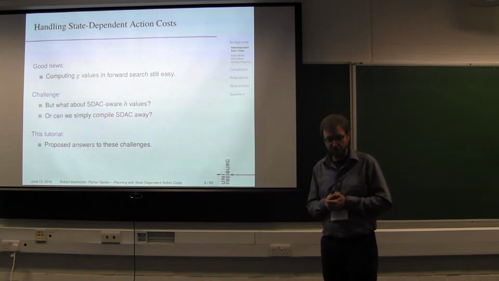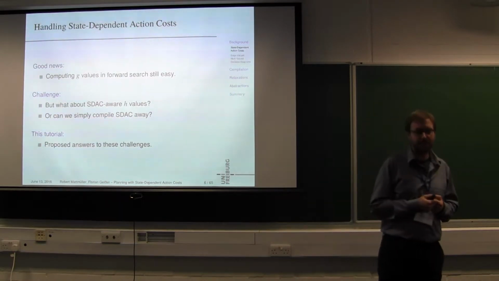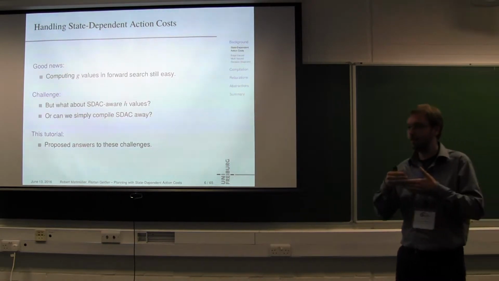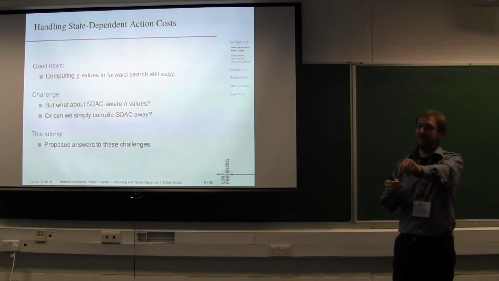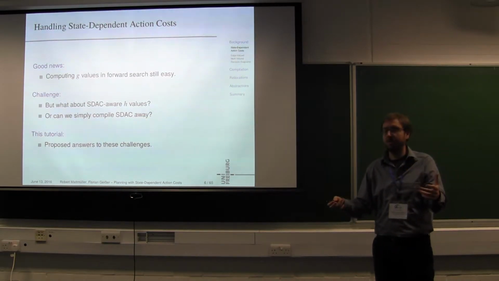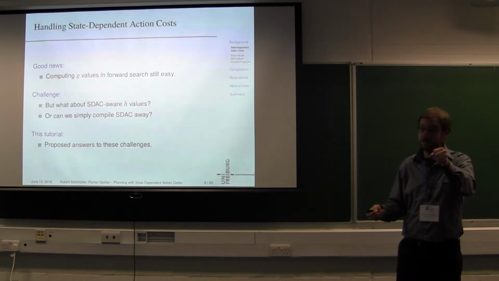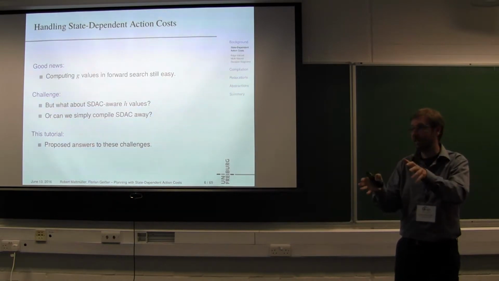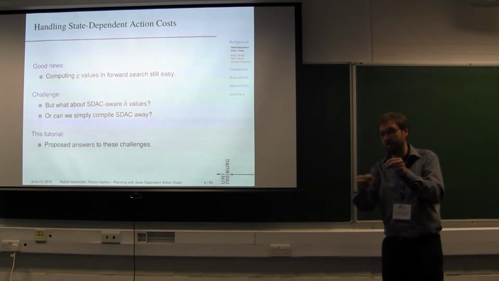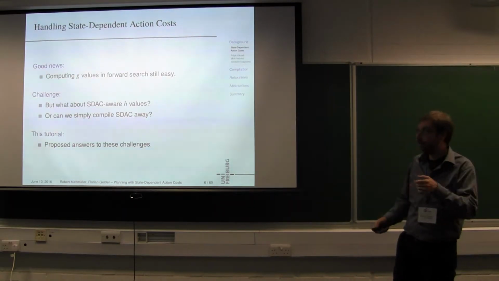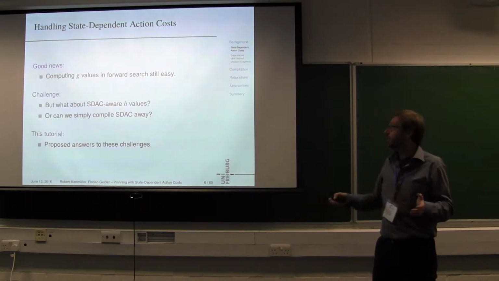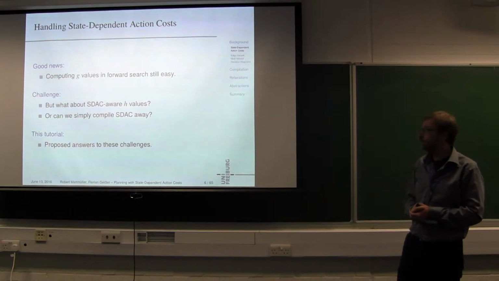The question is, how can we handle them? First of all, there's some good news. If you do a forward search in the state space and arrive, say, at state S and want to know what action A costs there, this is easy to evaluate. You know the action cost function for A, you just plug state S in, and you know what it costs. So you always know your transition cost labels in forward search, and if you sum them up, you get your G values. So computing G values in forward search is so easy.